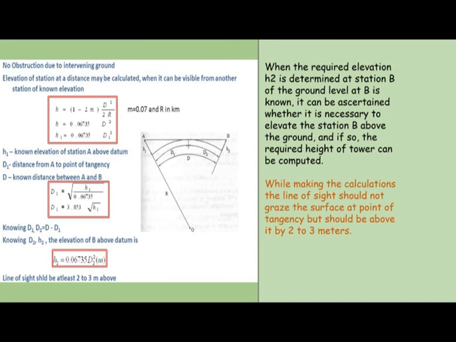After the end of the process, the main and important factor which we have to revise is that while making the calculation, the line of sight should not graze the surface at the point of tangency, but should be above it by 2 to 3 meters. So friends, that's all about intervisibility and height of the station. Thank you very much.